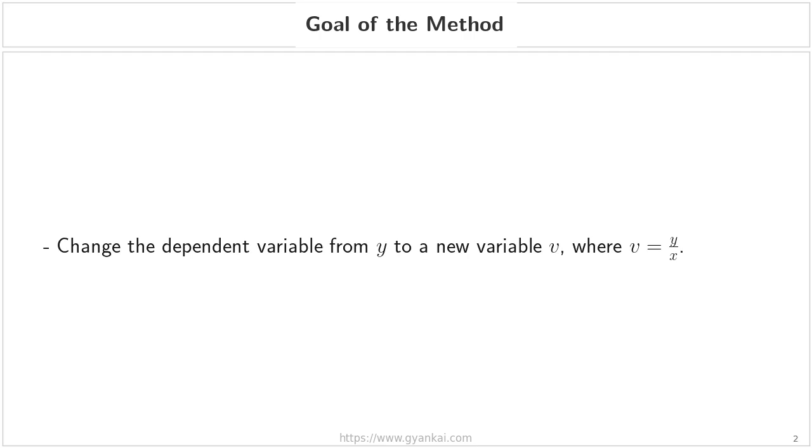Goal of the method. To make these equations solvable, our objective is to perform a change of variables. We are going to transform the dependent variable from y into a brand new variable, which we will call v. We define this new variable v as the ratio of y over x. Now that we understand that some equations aren't immediately separable, let's look at our primary goal for this method. By making this substitution, we aim to simplify the structure of the equation so that we can eventually use the separation of variables technique we studied previously.